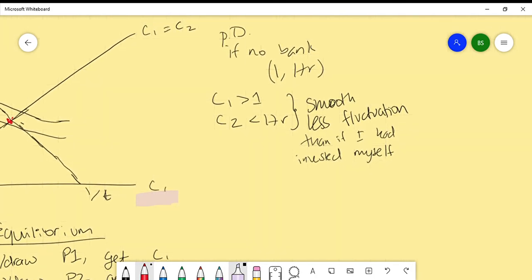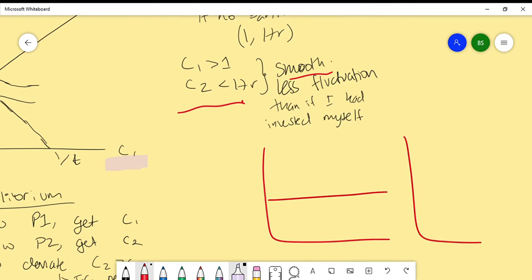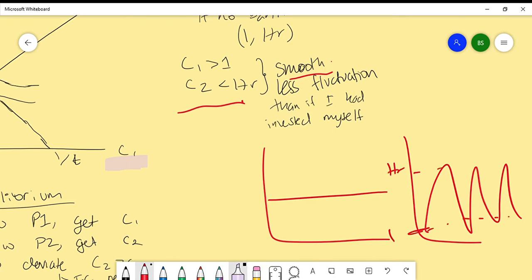And why this is a good thing is because it's smooth, so there's less fluctuation than if I had invested myself. You know how we hate fluctuation, we want income to be smooth. In our original plan, we either get 1 or 1 plus r, and I have no idea which I'm going to get. What if I end up having to do some kind of surgery and I have to take it out in period 1? That really sucks for me because I would only get this $1.